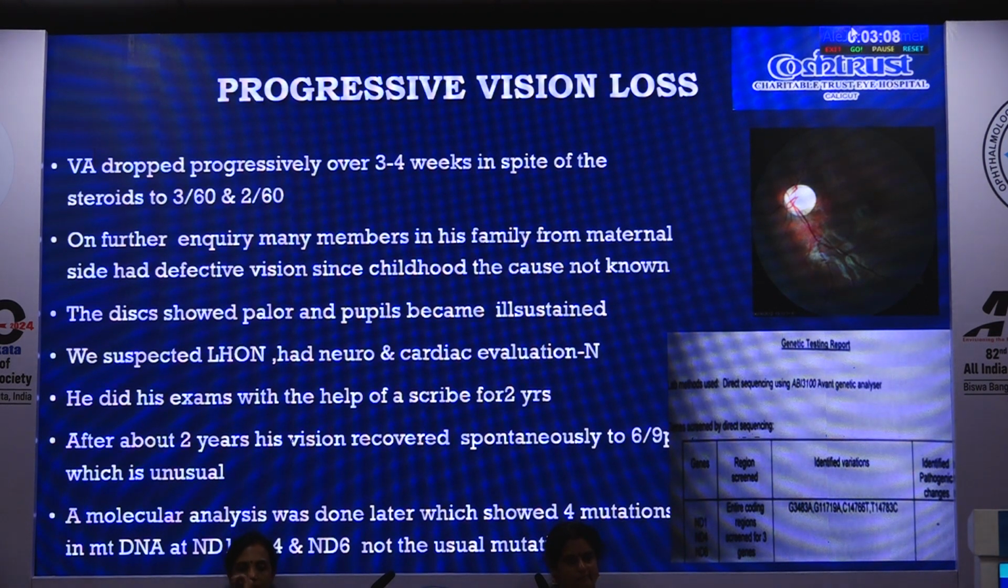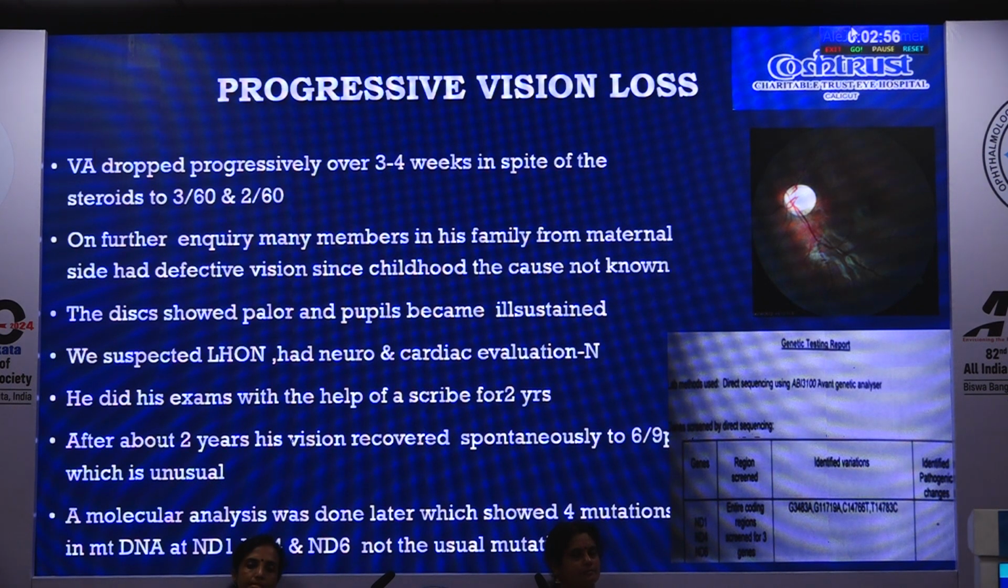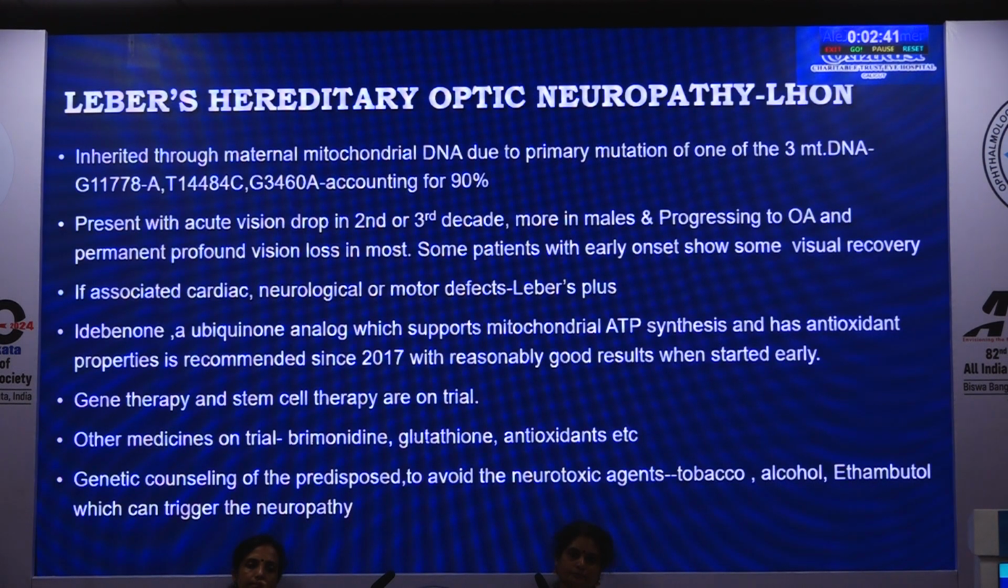He did his exams with the help of a scribe for 2 years, and after this his vision recovered to a great extent. Vision improved to 6/9, which is very unusual in these cases. So a molecular analysis was done later, which showed 4 mutations, as you can see here, all these numbers. Mutations on ND1, 4 and 6 are not the usual pattern we see in LHON.